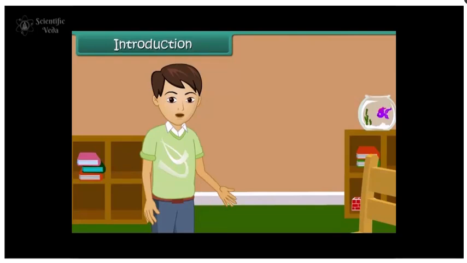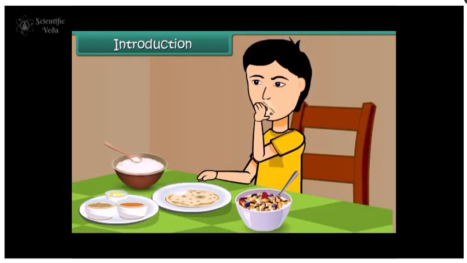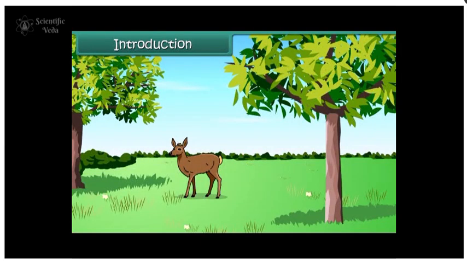Friends, as we all know, we need energy for performing various daily activities. We get this energy from the food that we eat. So we can say that nutrition is a process by which all living organisms take food and utilize it to get energy. Both animals and plants are living organisms.